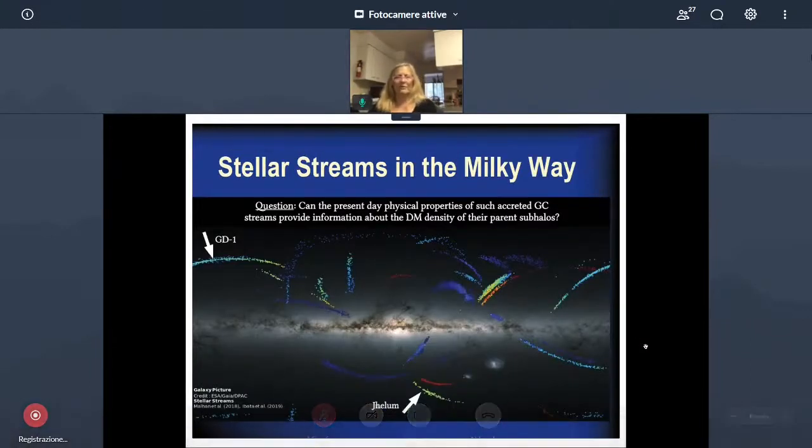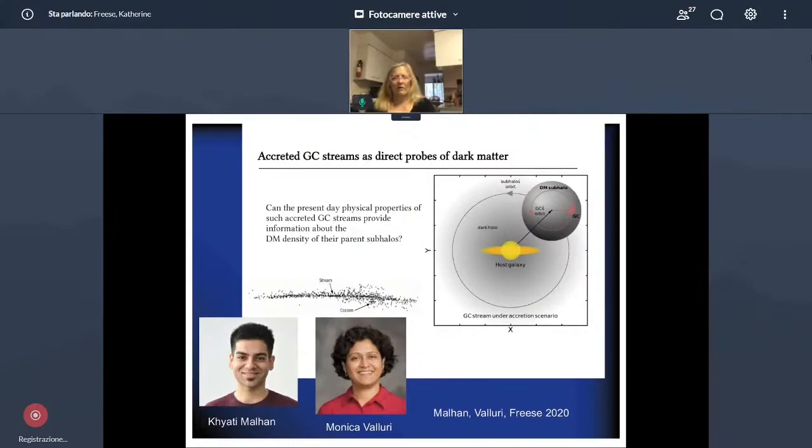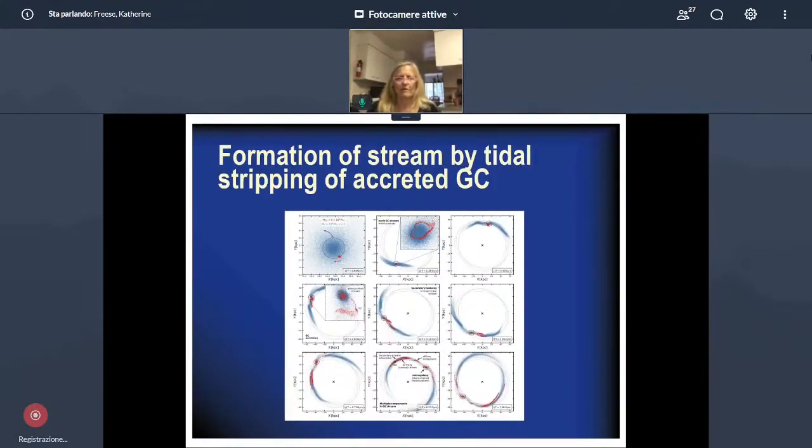Here's a picture of some of the stellar streams in the Milky Way. And with postdocs Hayati Malhan and Monica Valluri, we went after these. So you see a picture on the upper right of, let's say, the host galaxy being the Milky Way, but we're actually doing simulations. And then you have the smaller subhalo that's being accreted into the Milky Way. Now, inside that host galaxy is a globular cluster shown with the red orbit. This is a picture of the simulation of how this happens, the formation of the stream by tidal stripping of this accreted globular cluster.